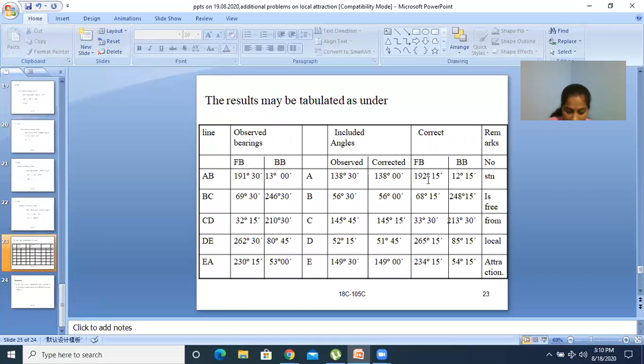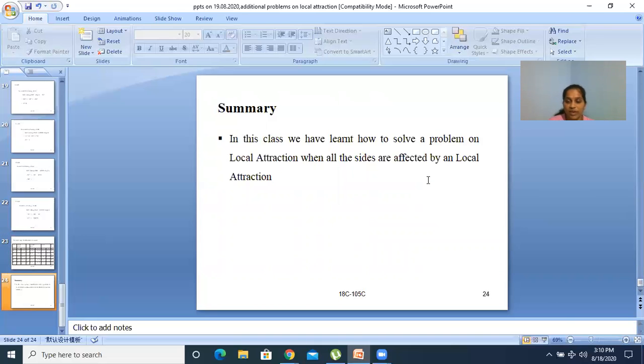So friends, I can again briefly give the summary. In previous classes, we saw the correction of bearings of locally attracted stations. In those problems, we took the lines where the fore bearing and back bearing difference is exactly 180, meaning those stations are free from local attraction. By taking the correct bearing, we applied the correction at the affected stations. We saw that in the last and previous classes.